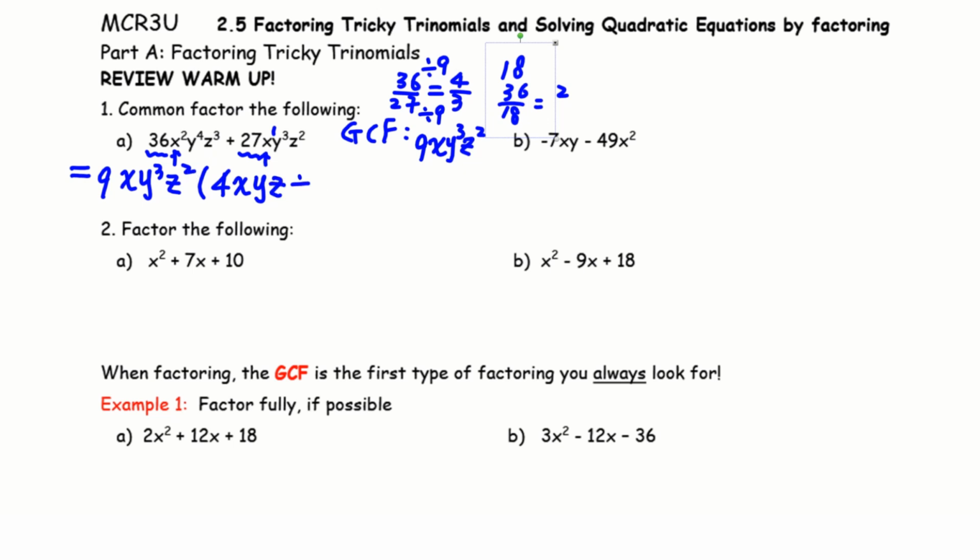Then 27 divided by 9 is 3. xy cubed z squared, they are the same, it will give you 1. So same variable divided, same degree, you will have x to the exponent 0, y to the exponent 0, z to the exponent 0. Any base to the exponent 0 is 1. So that is done, common factoring.